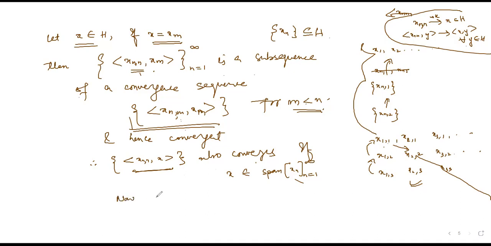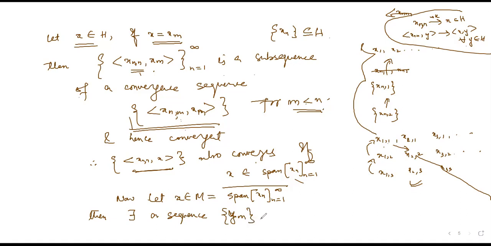Now this is our next step. Now let x belong to M. So I take the closure of this span. I take the span of x_n, n runs from 1 to infinity, and its closure. The closure means that there exists a sequence x_m, no, I should not write x, we have already used x. Let's call it y_m, m runs from 1 to infinity, inside the set under the closure, that is, the span of x_n, n runs from 1 to infinity, such that y_m goes to x as m approaches infinity.